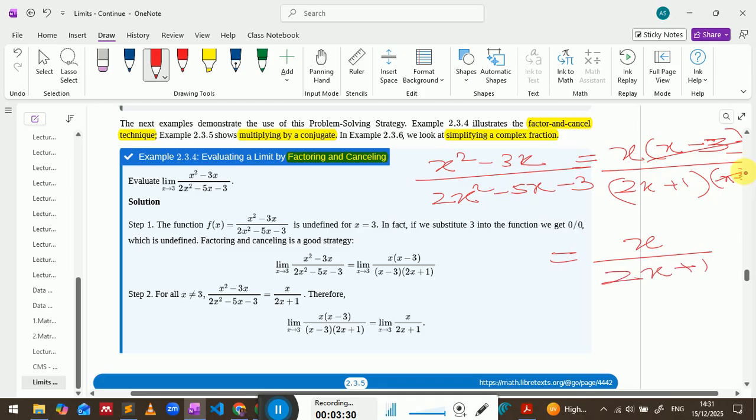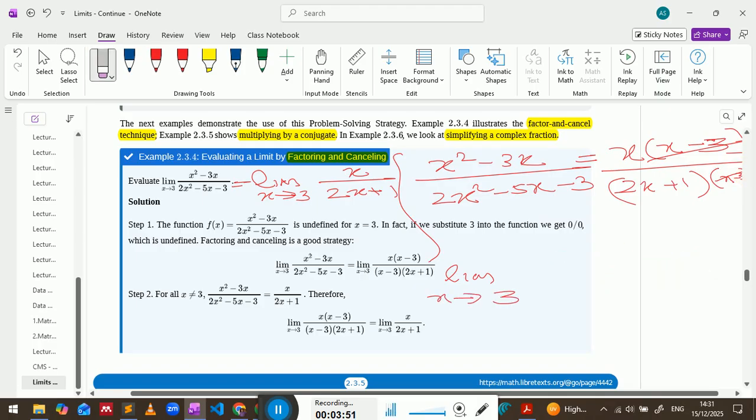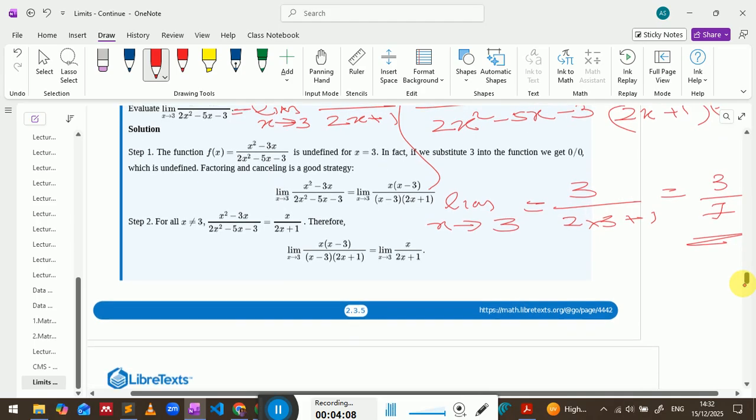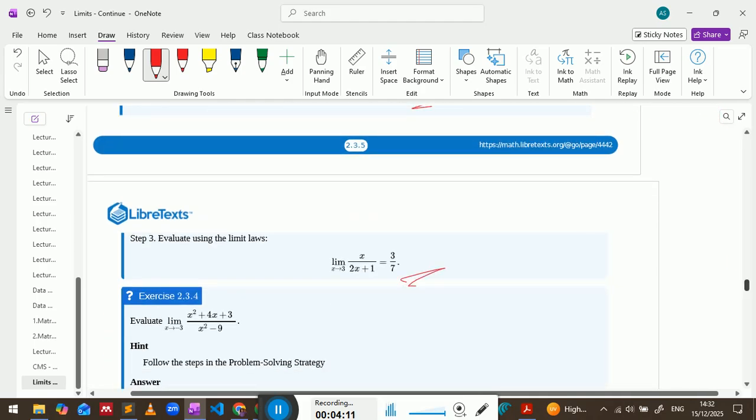So rather than taking the limit of the original, we can directly take the limit as x approaches 3 of x over 2x plus 1. Both are the same. Now if you directly apply the limit here, limit x approaches 3, for x we can put 3 over 2 into 3 plus 1. So 3 over 2 into 3, 6 plus 1, 7. So 3 over 7 is the answer for this question. If you go through these steps, you get 3 over 7 as the answer.